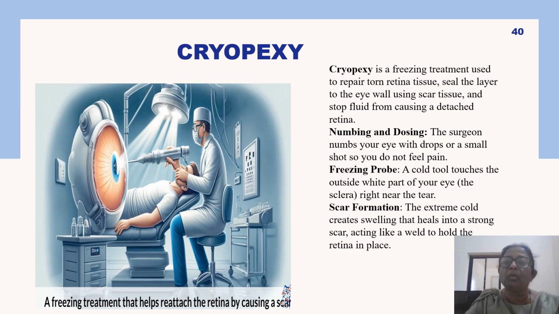Cryopexy is a freezing treatment used to repair torn retinal tissue, seal the layer to the eye wall using scar tissue, and stop the fluid from causing a detached retina. First, the surgeon will give general anesthesia or numb the eye with drops, and a freezing probe touches the outside white part of your eye, right near the tear. The extreme cold creates inflammation that heals into a strong scar, acting like a weld to hold the retina in place. So it is a freezing treatment that helps to reattach the retina by causing a scar, that is cryopexy.